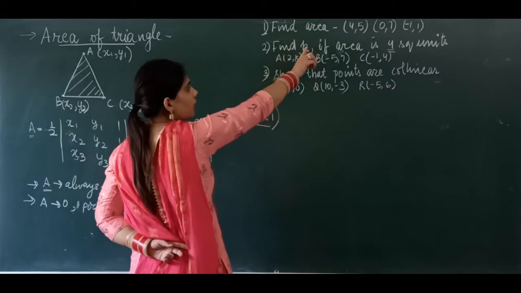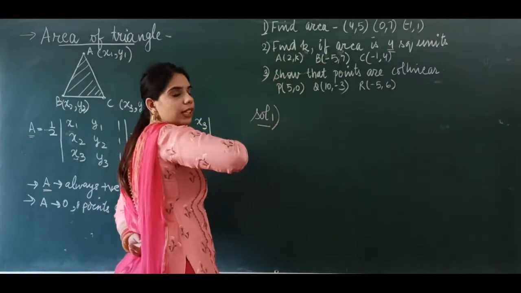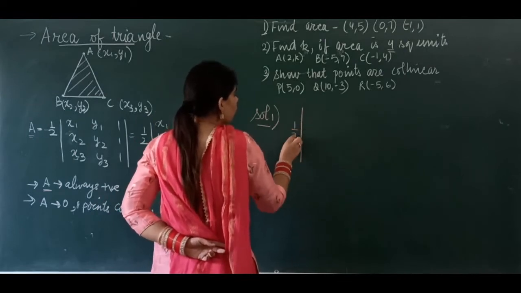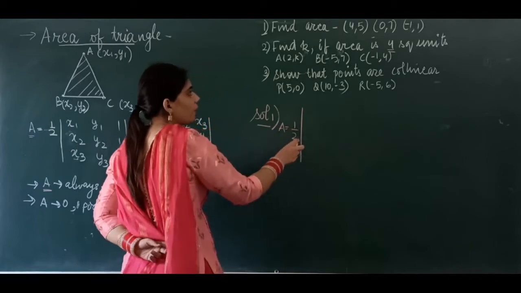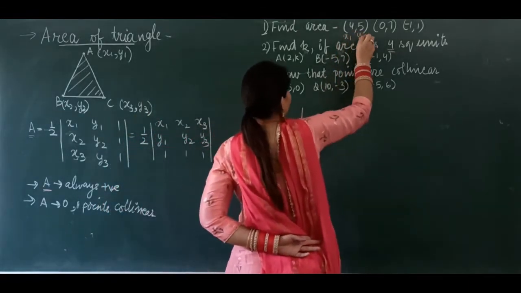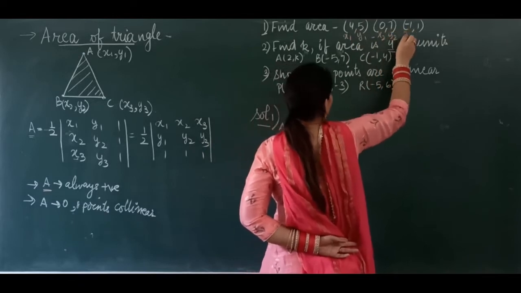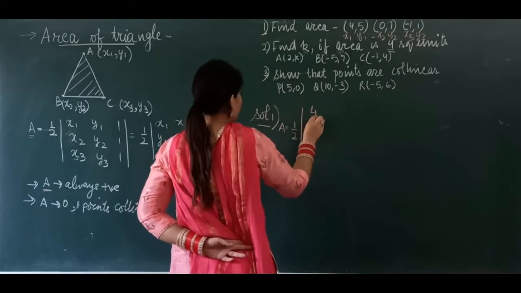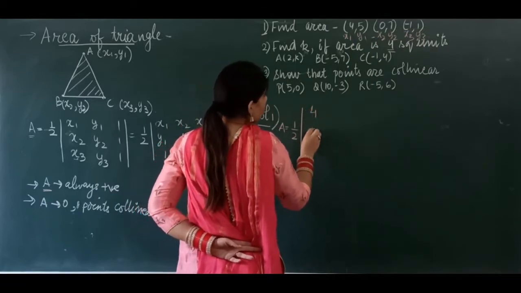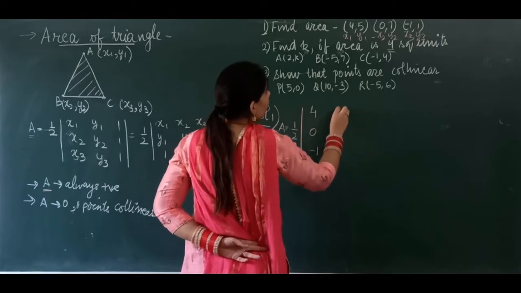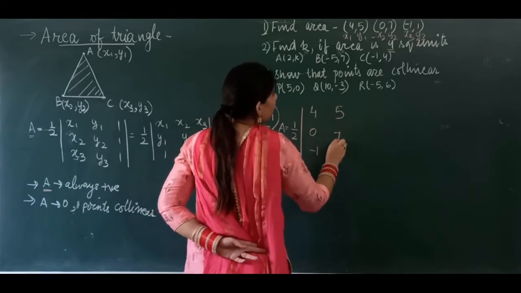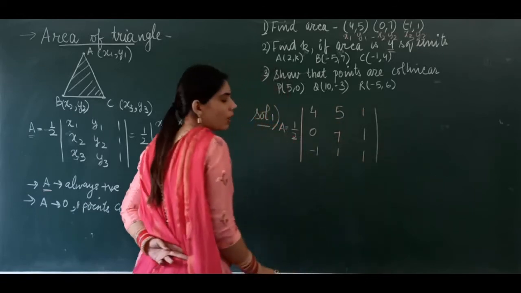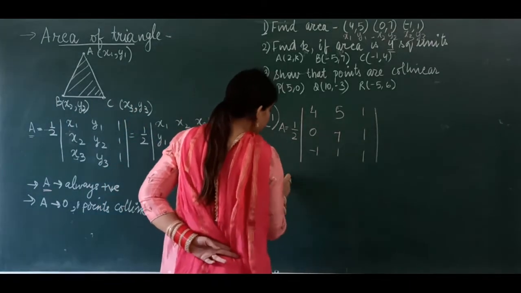In the first question, it simply says find the area of the triangle if the coordinates are given. Let's represent this in determinant form. So the area will be half of the determinant with rows x1 y1, x2 y2, x3 y3. Here x1 is 4, x2 is 0, x3 is -1, y1 is 5, y2 is 7 and y3 is 1. The last column will be 1, 1, 1. Let's solve this.